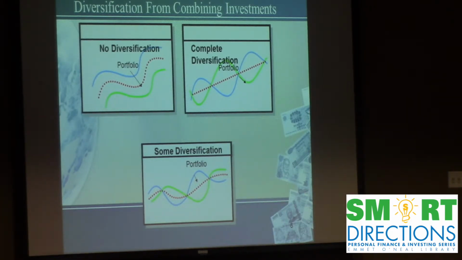Now, with complete diversification, as you can see, those two curves move in the exact opposite direction. And as a result, there's no variability of returns. Now again, no variability does not mean that you are not going to make any money. Those are two very different things. It just means that it doesn't go up and down.